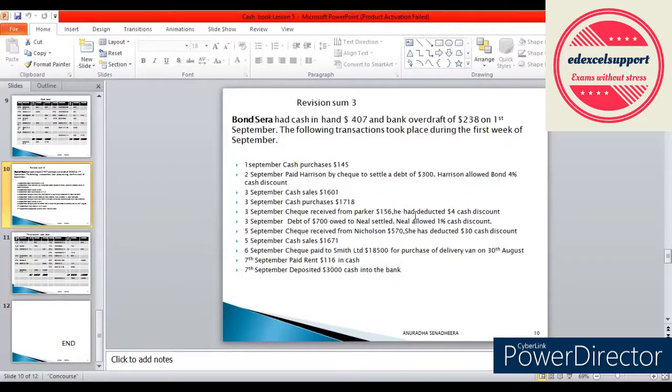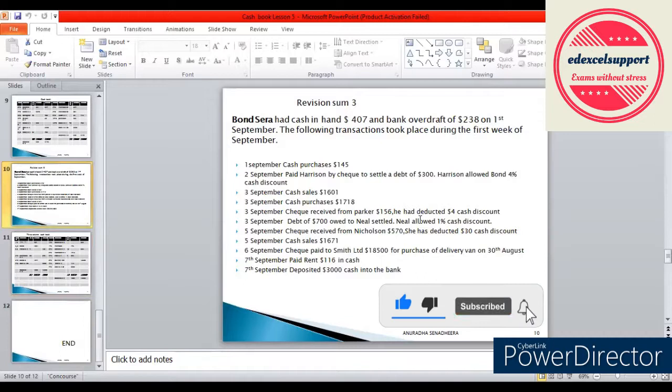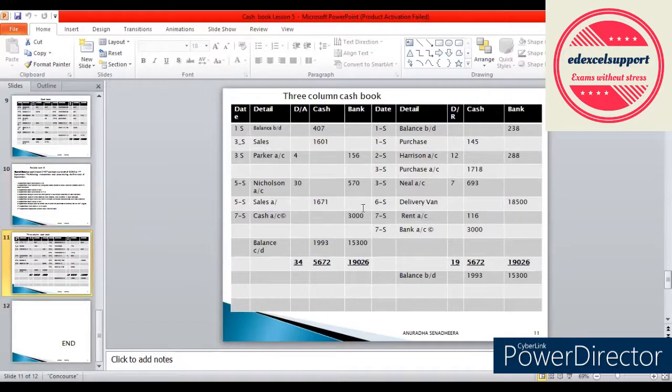Next one is 7th September. Paid rent 1,116 in cash. So cash is going out, cash credit 1,116. We write rent account there. The last one is 7th September. Deposited 3,000 cash into the bank. So bank will be debited, cash will be credited. So bank will be debited 3,000, right? Cash, and the contra entry. Cash will be credited 3,000. So bank and the contra entry symbol should be there.